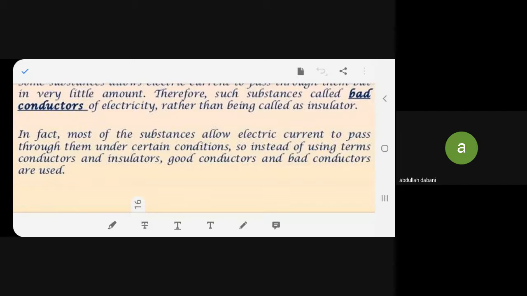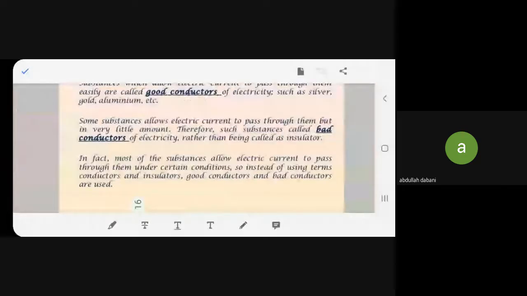Do you understand? Hypothetically, most of the substances allow the passage of electricity in one way or the other, too much or too little, but they are allowing it. So we will not use insulator and conductor, but instead we will use good conductor and bad conductor accordingly.